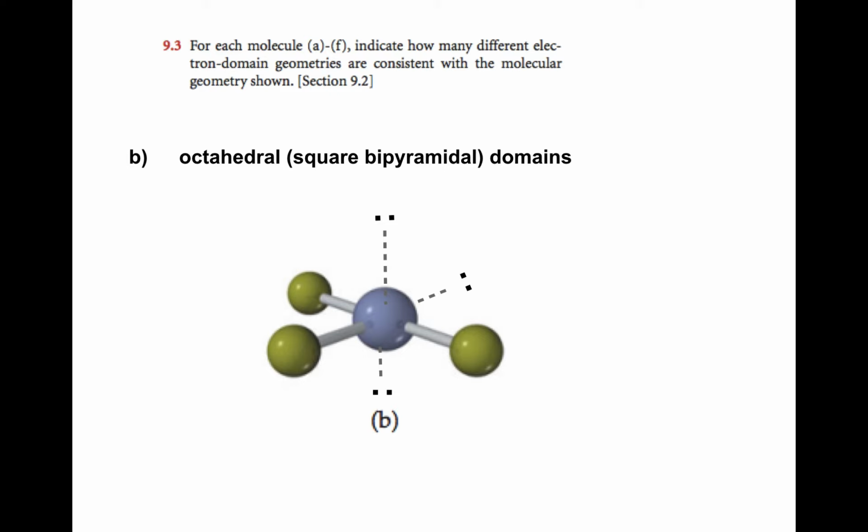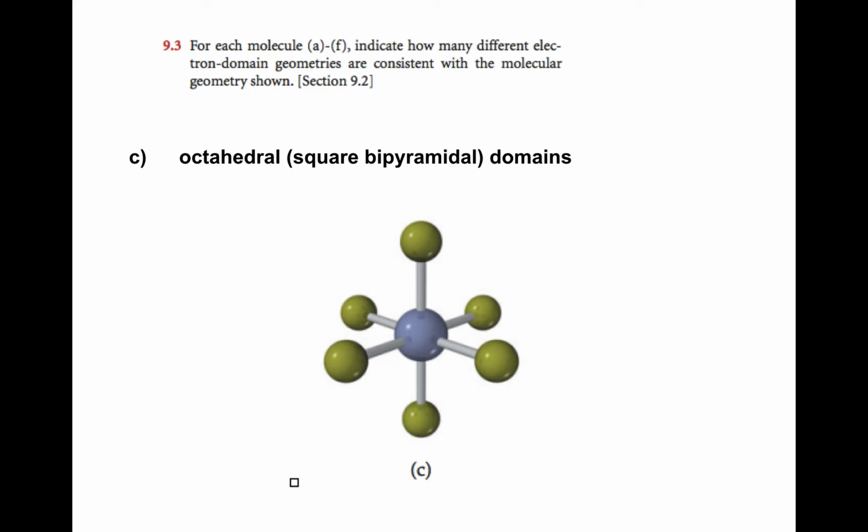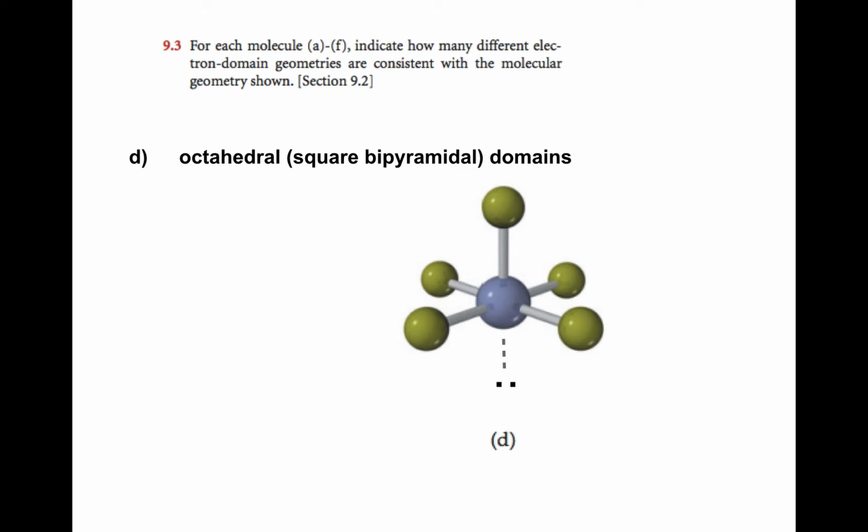So we talk about the geometry of the electron domains. So again, octahedral here. Octahedral. Another word for octahedral is square bipyramidal. Octahedral, right? So the geometry of this molecule would be called square pyramidal, but it's square pyramidal because of that lone pair on the bottom, right? So this is octahedral geometry of all the electron domains.